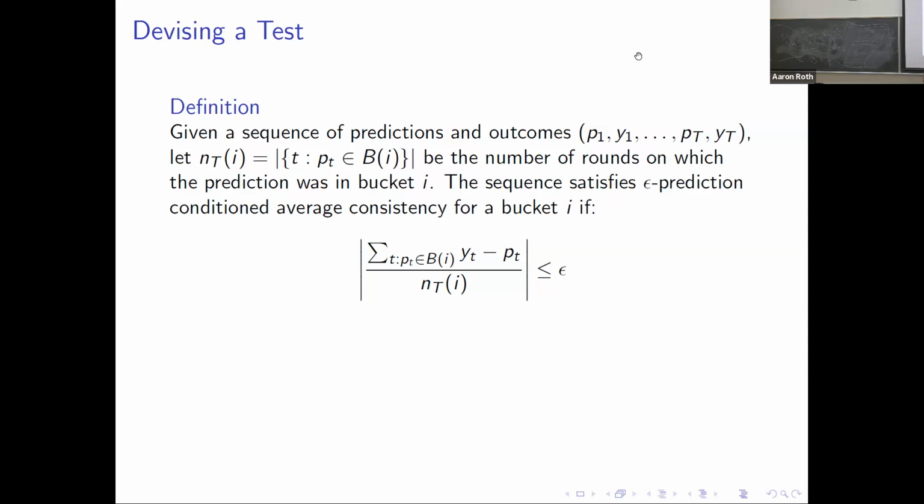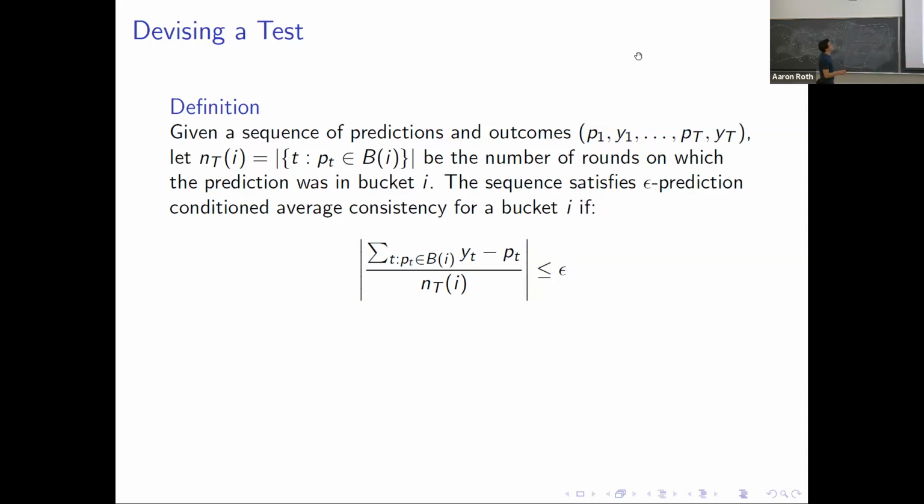So given a sequence of predictions and outcomes, the weatherman says 20% chance of rain, then we see whether it rains or not. Then the weatherman says there's a 60% chance of rain, then we see whether it rains or not, and so forth for T days. Let's say that N_T^i is just the number of days for which the weatherman predicted something in bucket i. So the number of days for which he predicted a 30% chance of rain, the number of days for which he predicted a 64% chance of rain.